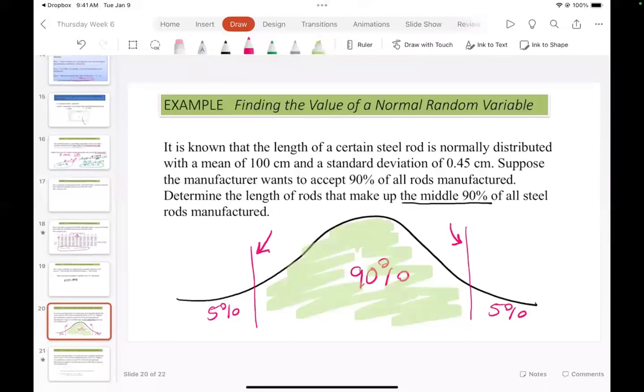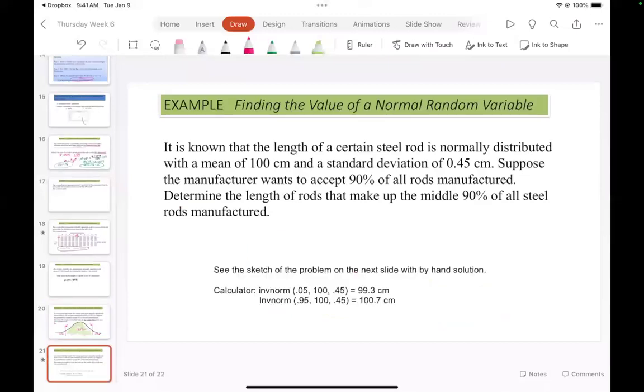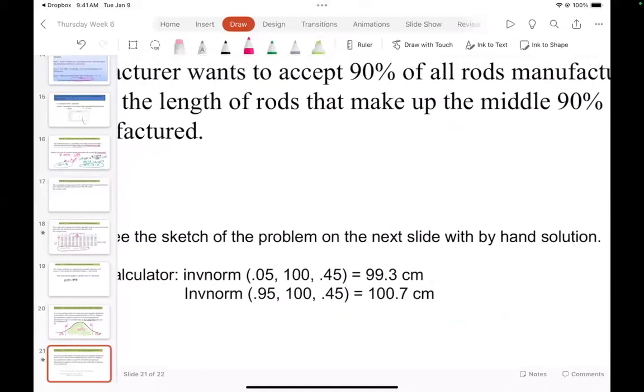So what I'm going to do is use inverse norm. You use inverse norm with 0.05 to get that bottom 5%, and inverse norm with 0.95 to get the top 5%. Let me show you what this looks like. I'm just going to do both of them.